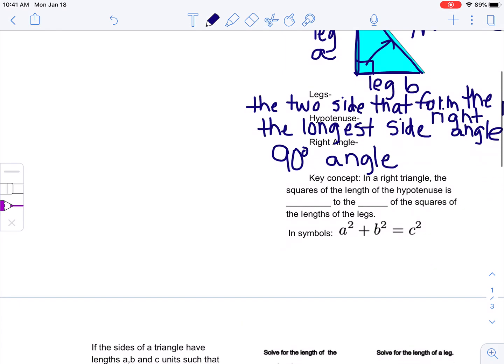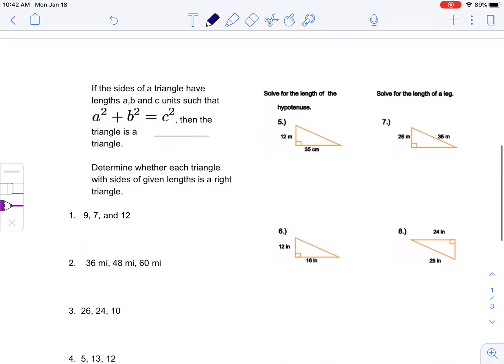So in the Pythagorean theorem, the key concept, and we modeled it yesterday, is that in a right triangle, the square of the length of the hypotenuse is going to be equal to the sum of the squares of the lengths of the legs. In symbols, we say a squared plus b squared equals c squared. So this would be the area of the two smaller squares. The sum of those equals the area of the larger square. So let's look at these examples.